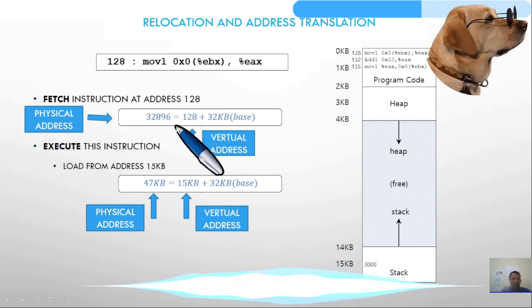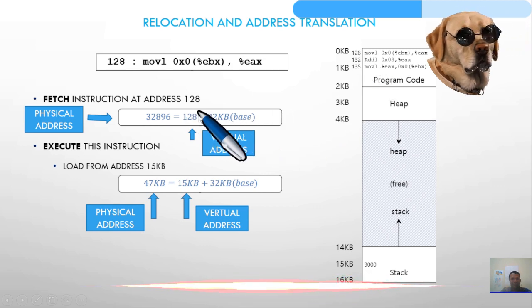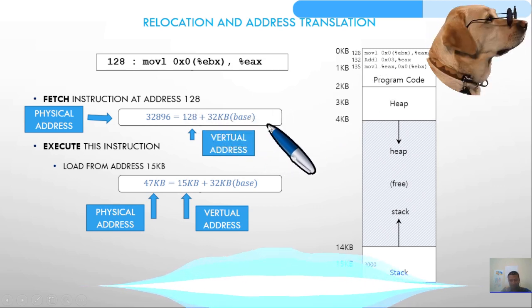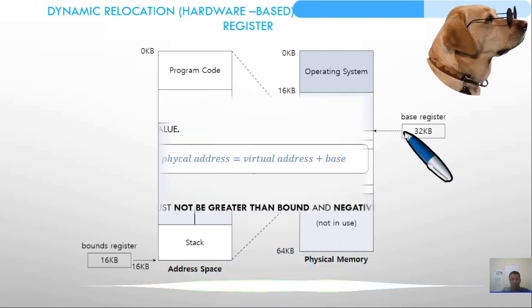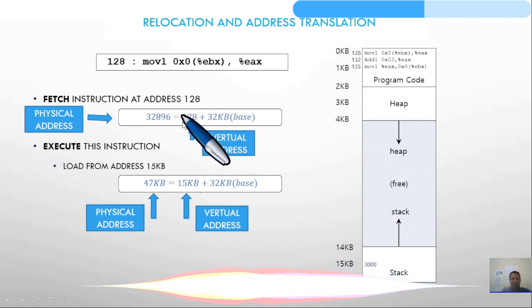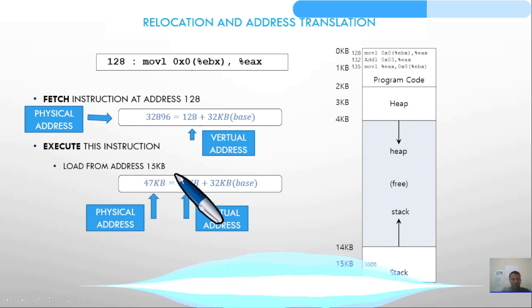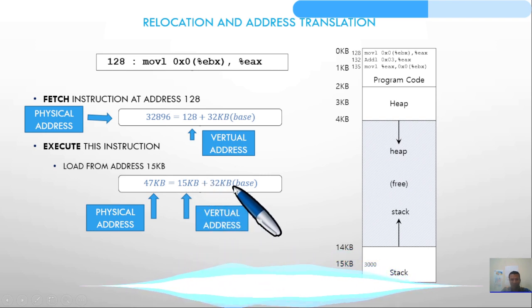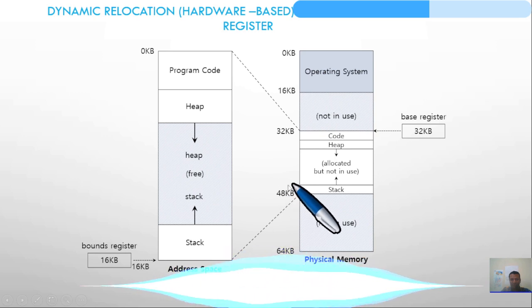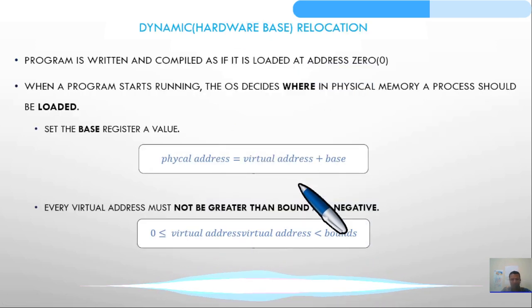So the physical address is equal to 128 plus 32 kilobytes of the base. Because if you see here, the base address is 32 kilobytes. So 32 kilobytes, that is the base, plus the virtual address, which is 128. When you add up, you will find 32,896 bytes will be the address of this instruction. Again, execute this, load from address 15 kilobytes here. So the virtual address is 15 kilobytes, the base is 32 kilobytes, so 47 kilobytes will be the exact physical memory address of this code.